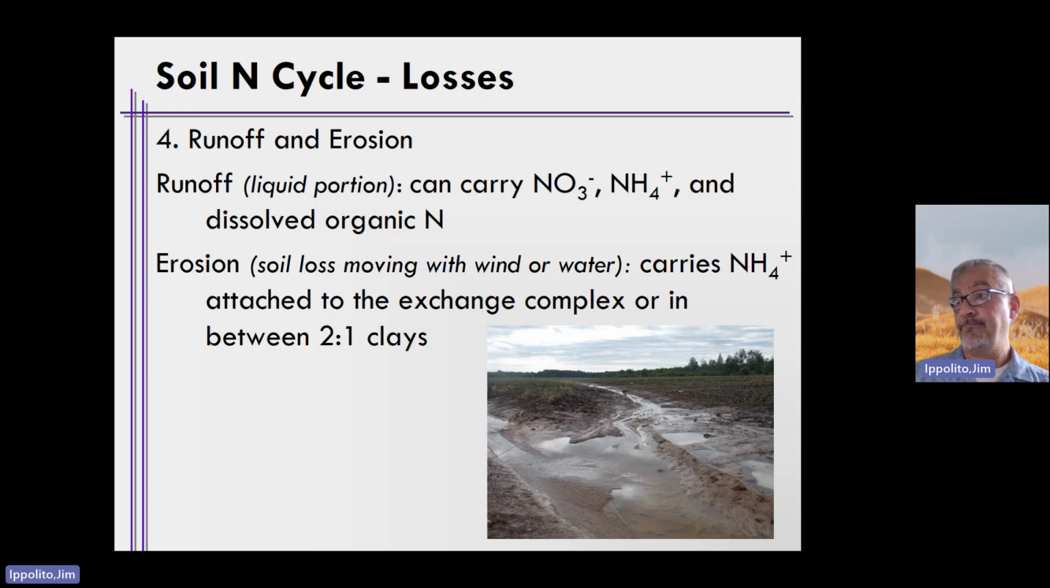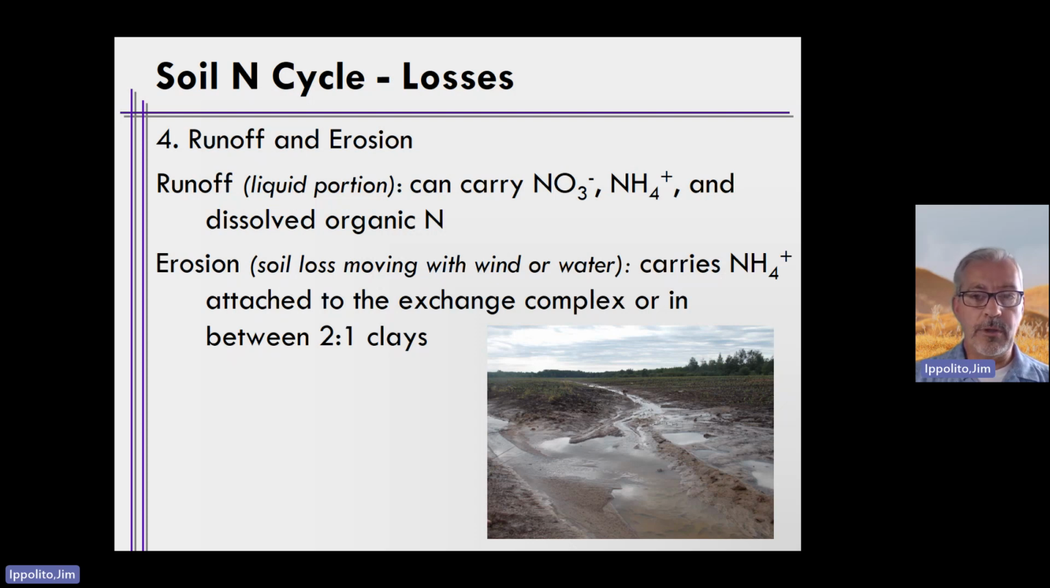Certainly, it leads to losses of other nutrients as well. That's what I see here. When I see this occurring in the environment, I see the loss of nutrients and I see the loss of money in terms of maybe fertilizer inputs, as well as a loss in potential yield.